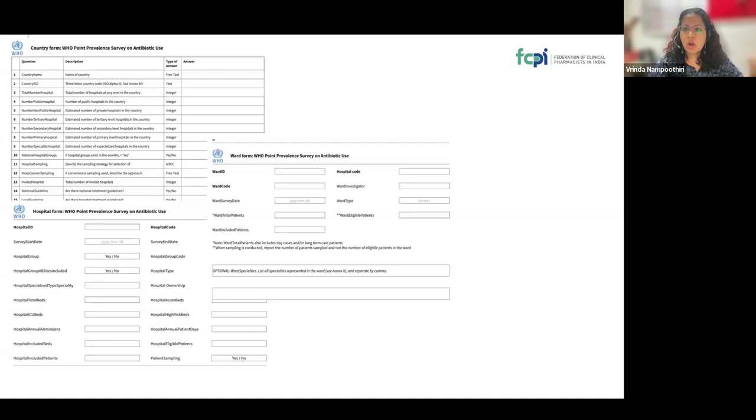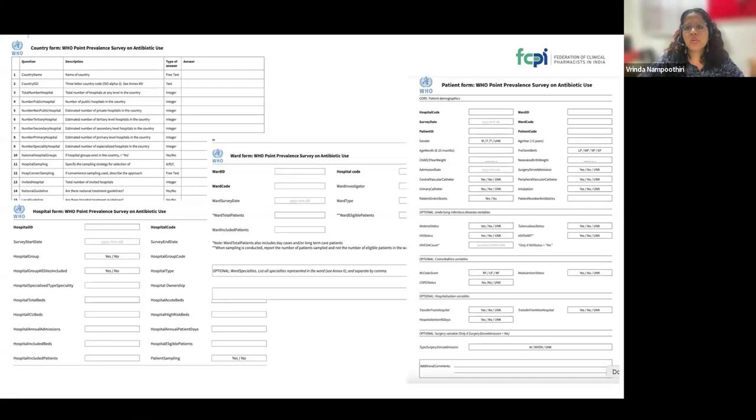So which was the ward, how many patients were there on the day of the surveillance, how many included patients, how many eligible patients, all those things you enter in this form. The next one is the patient form. So it is basically capturing the patient demographic details, underlying infectious diseases status, comorbidities, hospitalization, all those things are captured in this form.